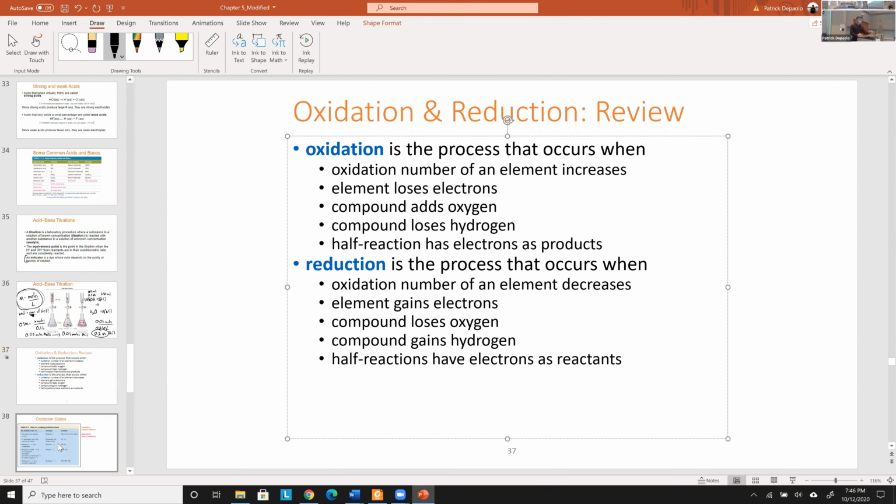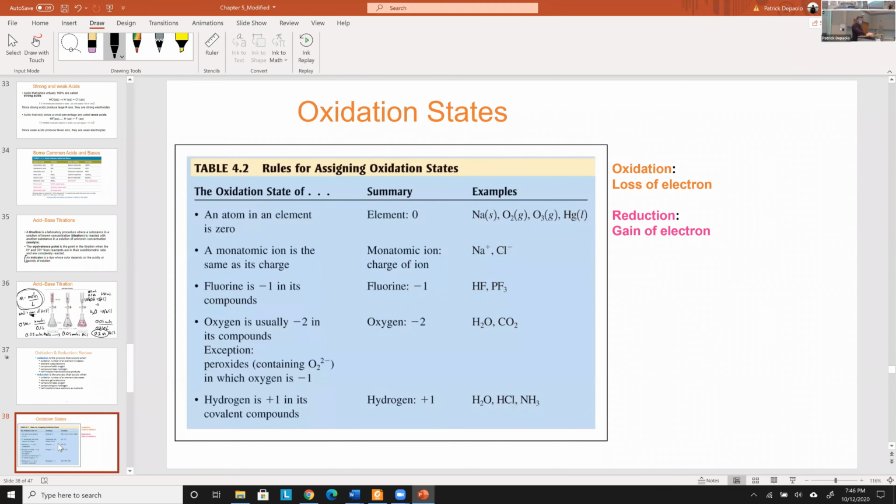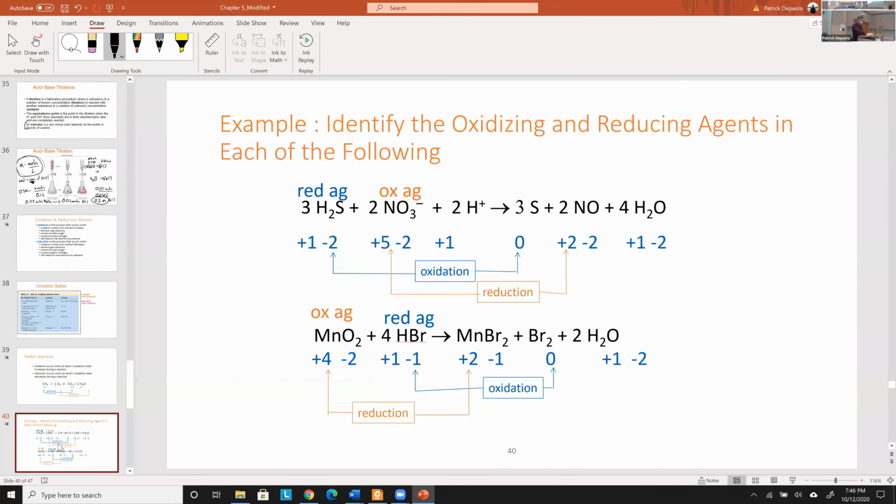Okay, cool, so here are the rules again for the oxidation states. We'll do another example.